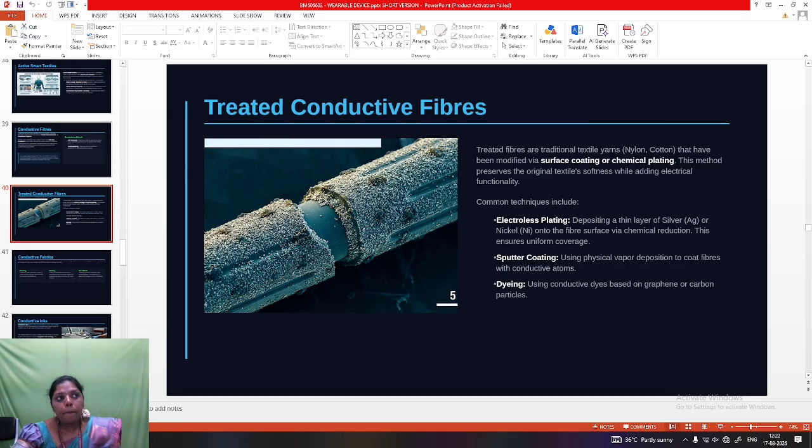electroless plating, depositing a thin layer of silver or nickel onto the fiber surface via chemical reduction. This ensures uniform coverage. Sputter coating uses physical vapor deposition to coat fibers in conductive atoms, using conductive dyes, graphene, or carbon particles.